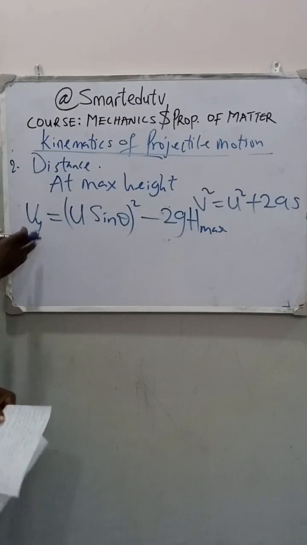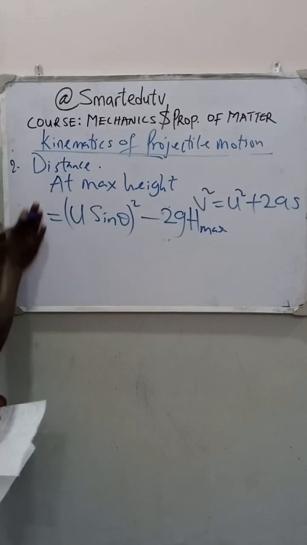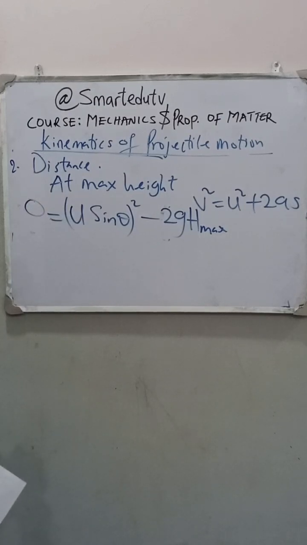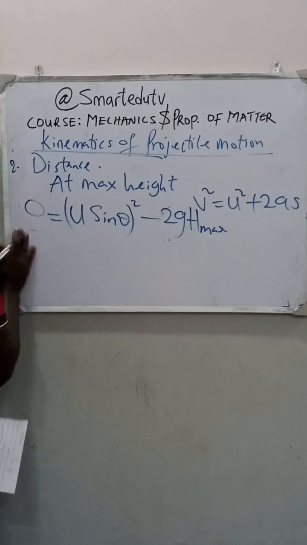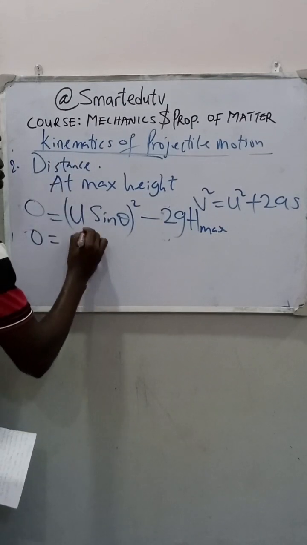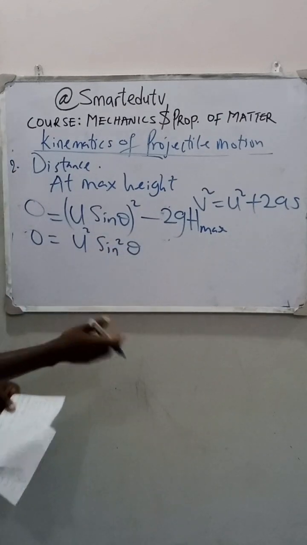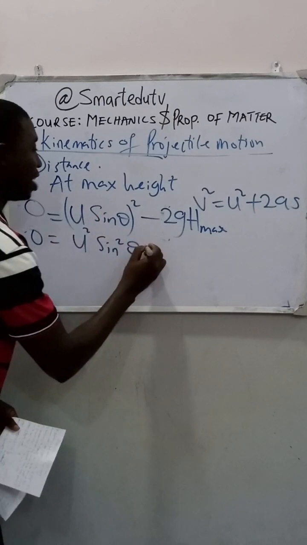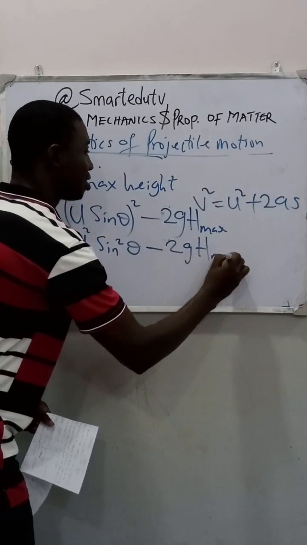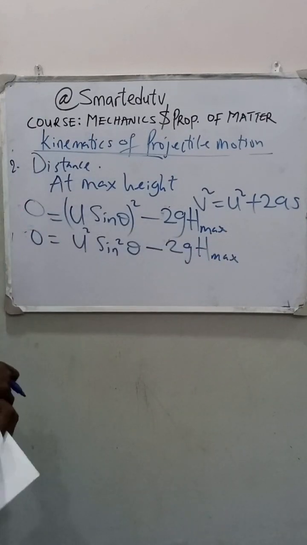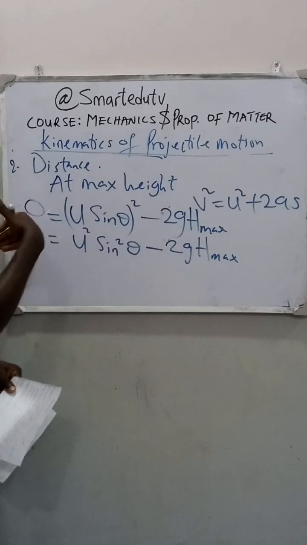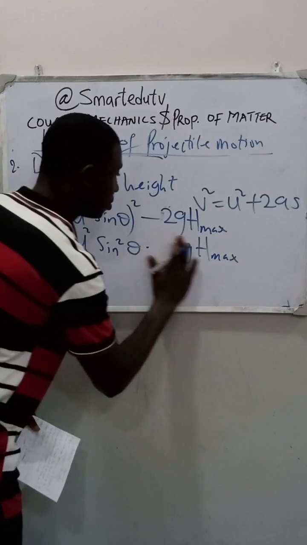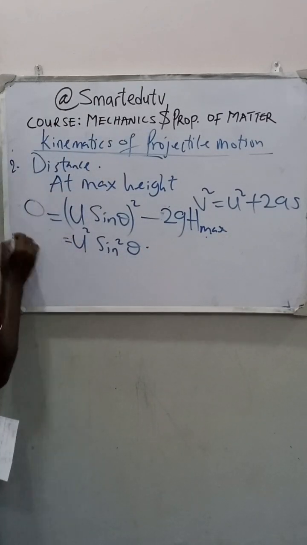So since our velocity along the y-axis is 0, this can be written as 0 equals u sine theta all squared minus 2g h max. This can also be written as 0 equals u squared sine squared theta minus 2g h max, where h max is the maximum height. u sine theta all squared and u squared sine squared theta mean the same thing. If this comes to the other side, the minus sign becomes positive, so that we have 2g h max.